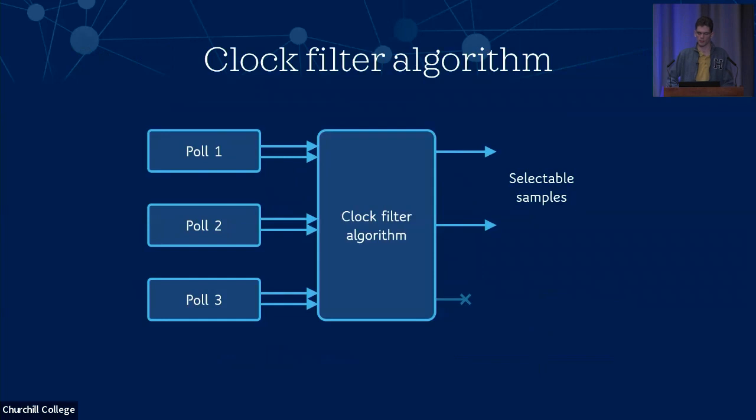So we take all these samples and we put them into the clock filter algorithm. This is taking these samples over time for each server and is going to give us a single sample per server, and it's also going to tell us which servers are selectable. Basically, which ones have good enough accuracy to continue to be used in the next stages of the algorithm, and which ones we're just going to be dropping at this stage.